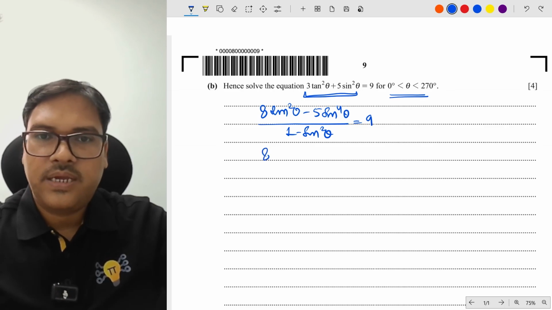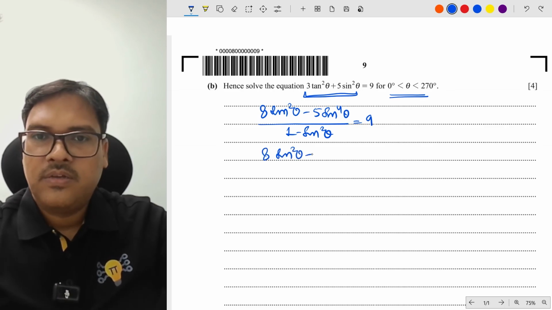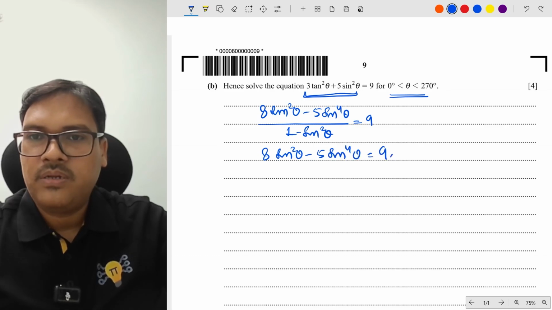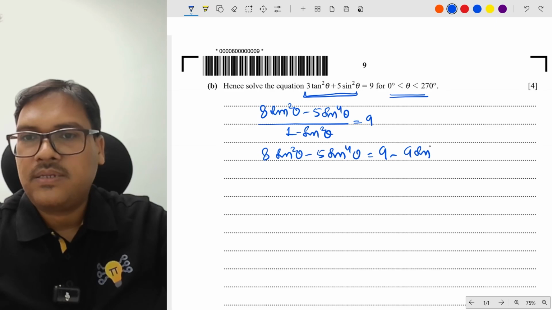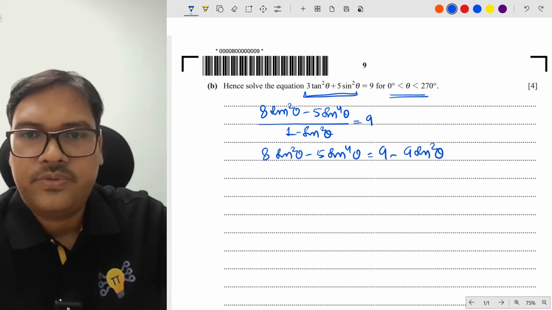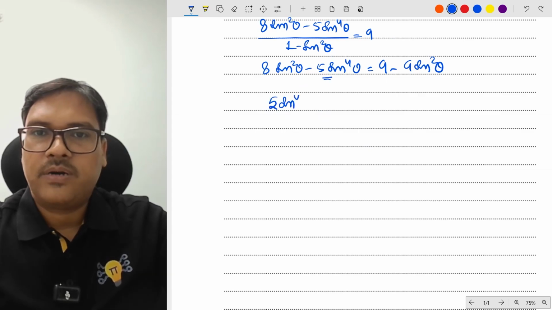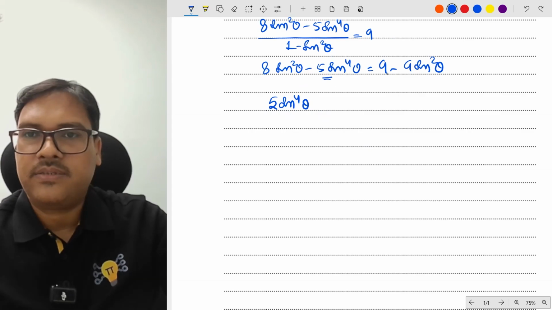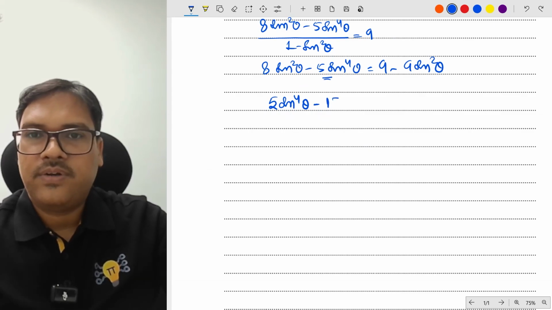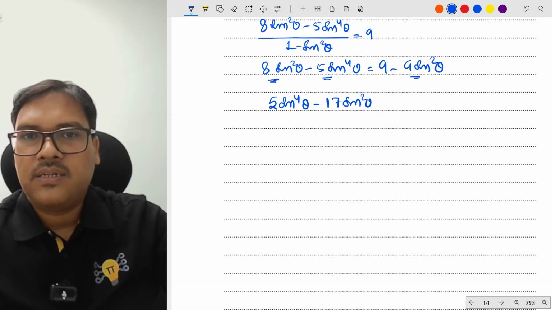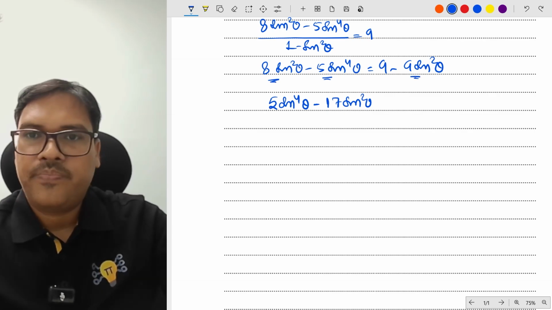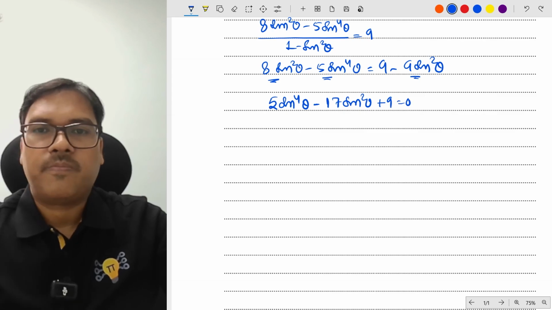So what we can do is, this is 8 sine squared theta. We will just convert this into a simple equation which is easily solvable. 9 minus 9 sine squared theta, just cross multiplying. If I arrange this, you can clearly see this is 5 sine to the power 4 theta, and this is minus 17 sine squared theta. You can see this is 9 sine squared theta, and this will become minus 8 sine squared theta, and this is plus 9 equal to 0.